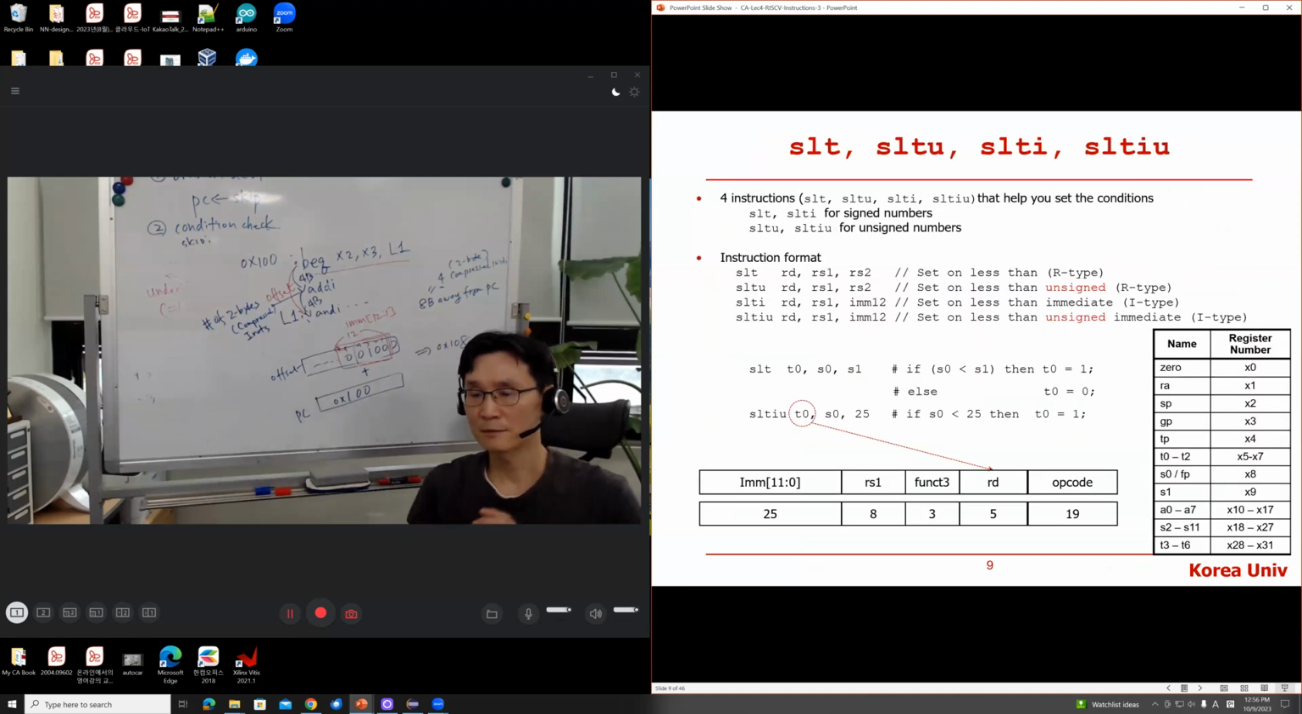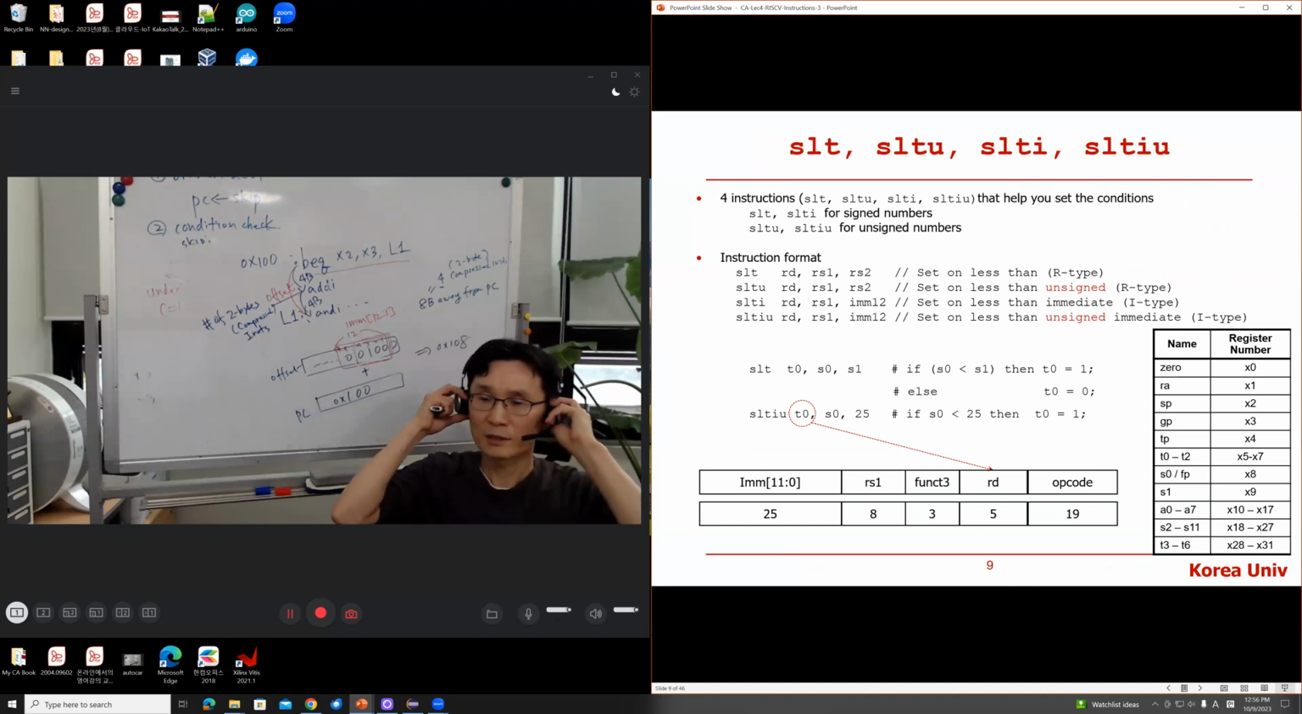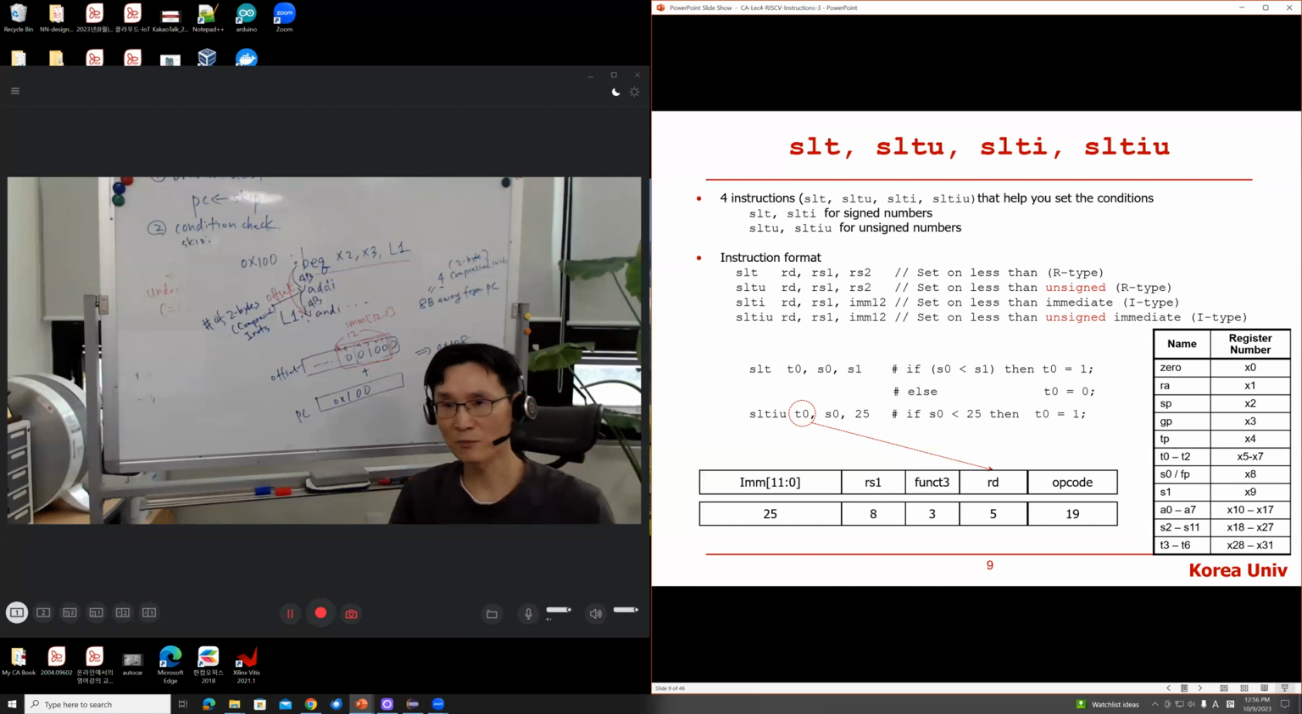Then before we talk about unconditional branch instructions, jump instructions, let me talk about the set less than instructions. These 4 instructions are actually not branch instructions. These 4 are data processing instructions. And the reason why I put these 4 in the branch instruction slide is because, let me first explain, number comparison, less than.